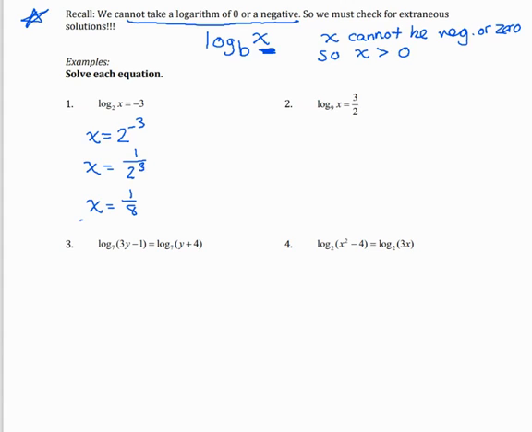Now we have to check that though. If I plug 1/8 in for x right here, am I making sure that that is greater than 0? Yes, that works. So x equaling 1/8 is a solid answer.